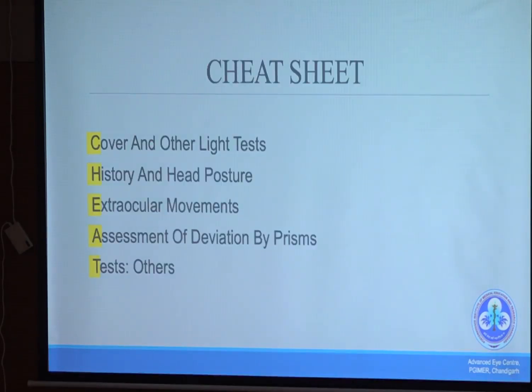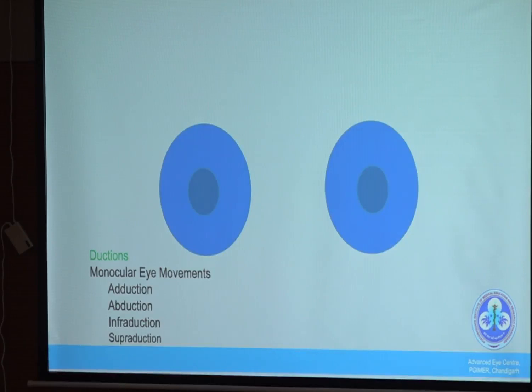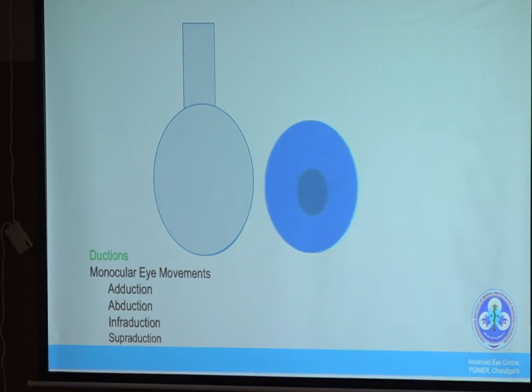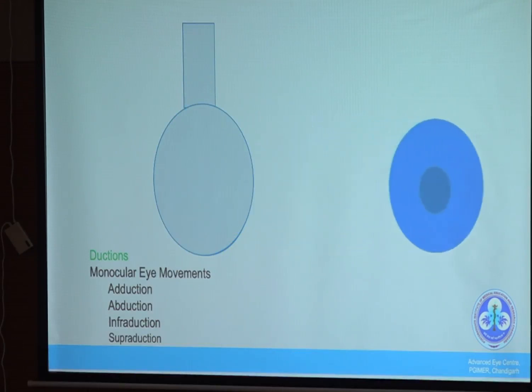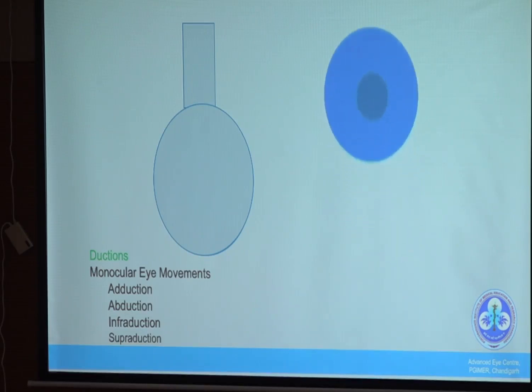So now you have done the reflex test, you have taken history, and the most important thing that you have to see is the extraocular movements in every patient of strabismus. So monocular eye movements are known as ductions. So you see whether the eye is moving in, that is adduction. You move the eye out, that is abduction. Eye going down, infraduction. Eye going up is supraduction. You close one eye and you check for ductions.